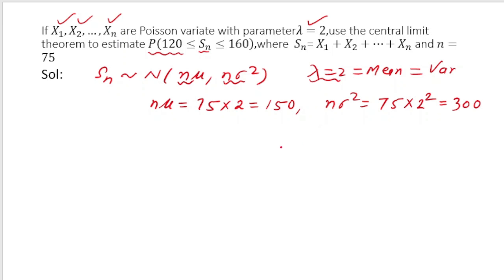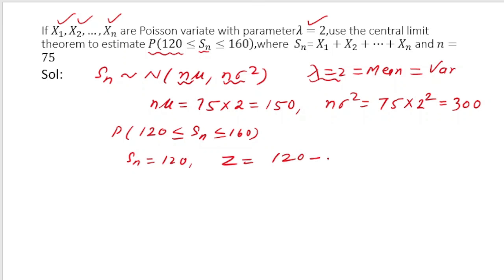Now what is the next thing we have to calculate? Sn follows the normal distribution, and we have to calculate the probability that Sn lies between 120 and 160. So we are very confident now that if Sn is equal to 120, what will be the z value? So the z value will be 120 minus mu, of the distribution that it is following. So for this, let me write again. So Sn follows the normal distribution with mean 150 and variance, that is sigma square, so 300. Okay.